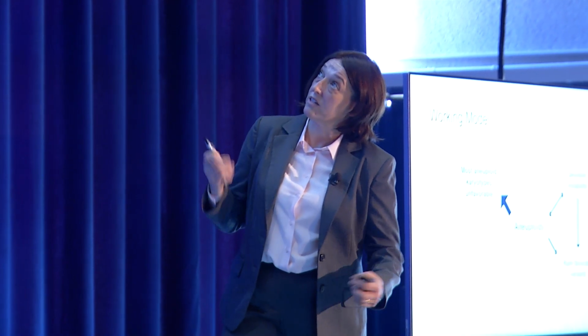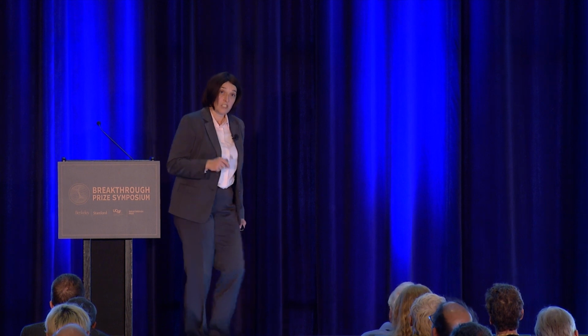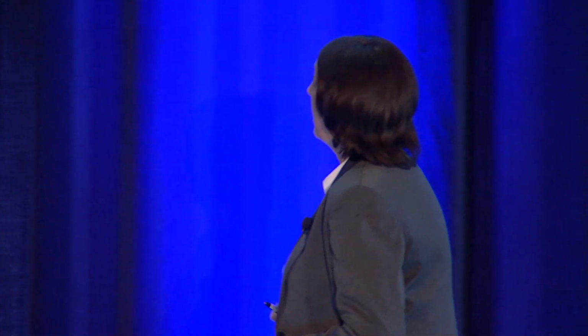So the idea that the field is currently thinking about is that aneuploidy is usually an unfavorable condition, causes poor proliferation, fitness, and stress. But there are rare favorable variants that under specific circumstances allow cancer cells to do things that normal cells cannot. And then this, in combination with increased genomic instability, leads to the rapid evolution of aggressive disease. So one challenge we have is we have to test this model. These are just ideas. And a lot of people in the field are currently doing experiments to address this.